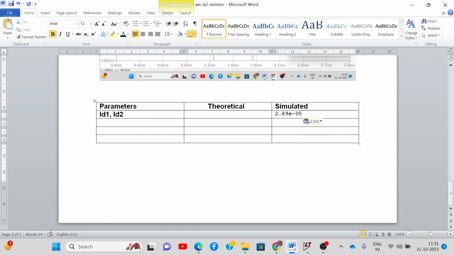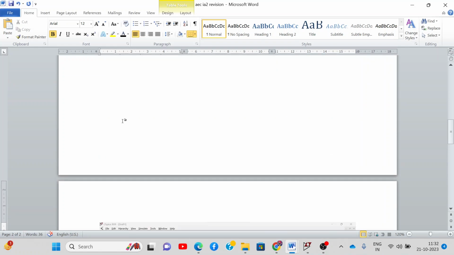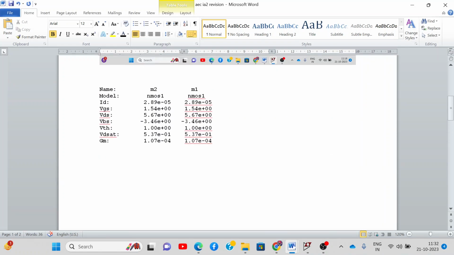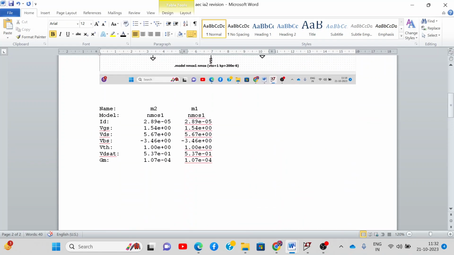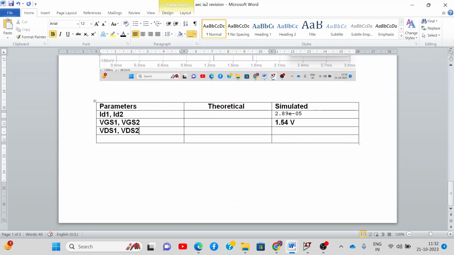Then I can write VGS. VGS is another parameter: VGS1, VGS2. So what was the value of VGS? VGS is the same for both, 1.54. So you can write over here simulated is 1.54 volt. Then you require VDS1 and VDS2. These are all Q point parameters. So VDS is 5.67. This is an example I'm giving, not the actual numerical which I have given.